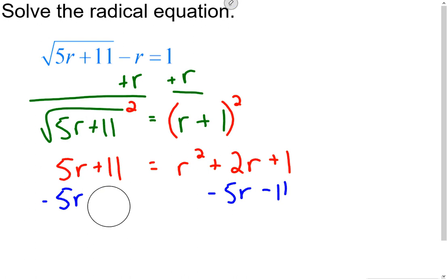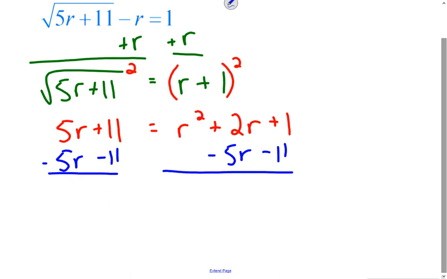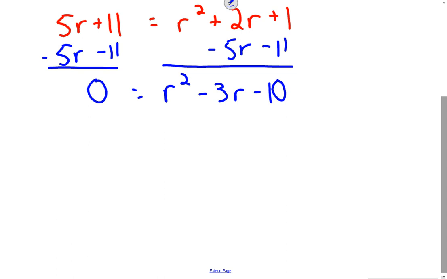I got a little typo here. Let me fix that. And now we carry on. So here I have the left side equal to 0. The right side is r squared minus 3r minus 10. And like I said, this is where I would solve by factoring if possible.